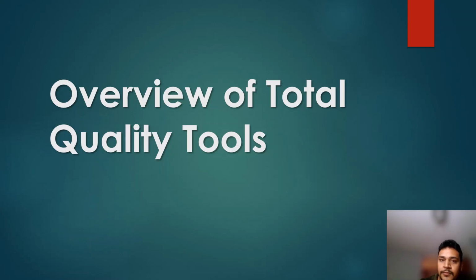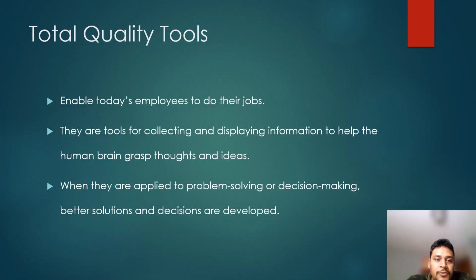While coming to total quality tools, these are the tools that enable employees to do their jobs effectively for collecting and displaying information in ways that help the human brain grasp thoughts and ideas. When thoughts and ideas are applied in a physical process, the process yields better results such as problem solving or decision making. We can find better solutions, and better decisions can also be developed.